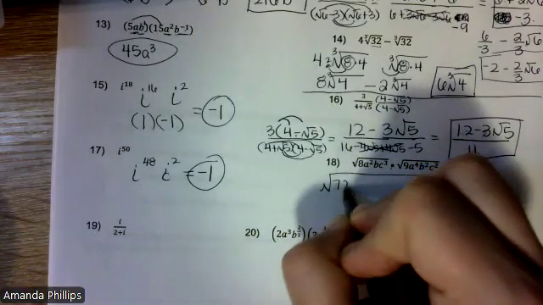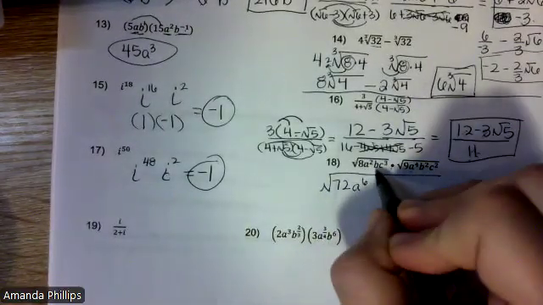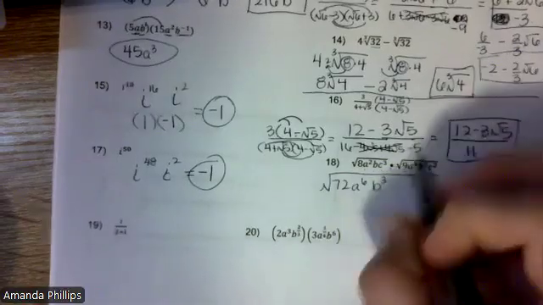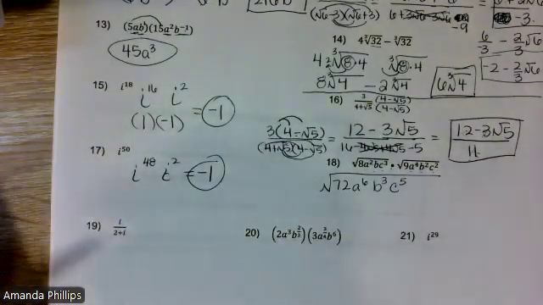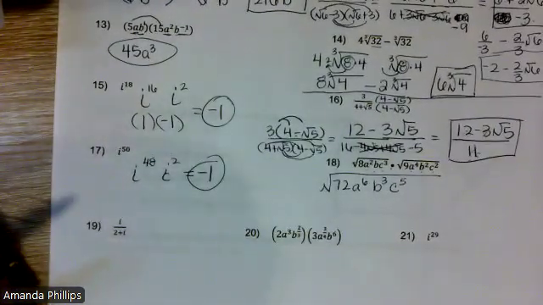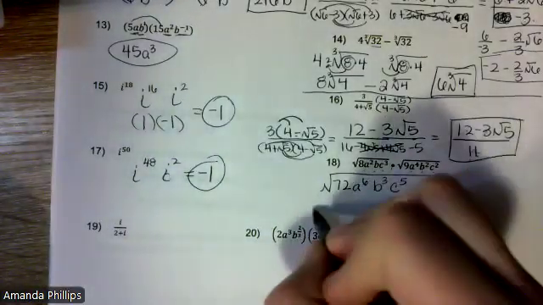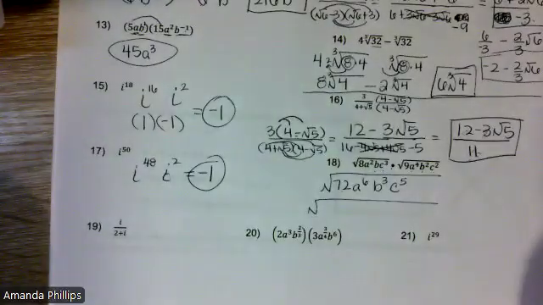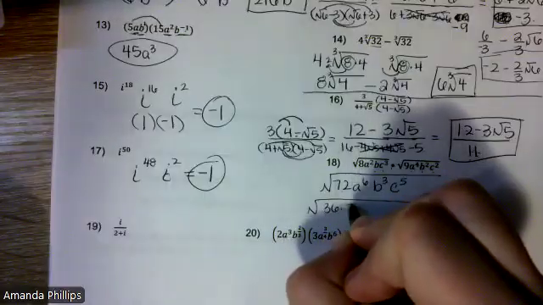8 times 9 is 72. A squared times a to the 4th is a to the 6th. B times b squared is b to the 3rd, and c to the 3rd times c squared is c to the 5th. All right, so now what I did is break it apart into perfect squares. 72 is, we've done this one before, 36 times 2.